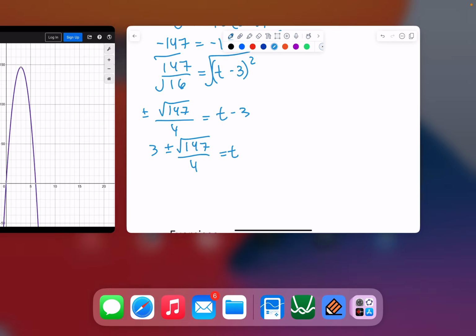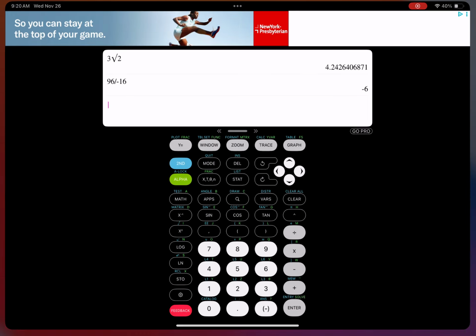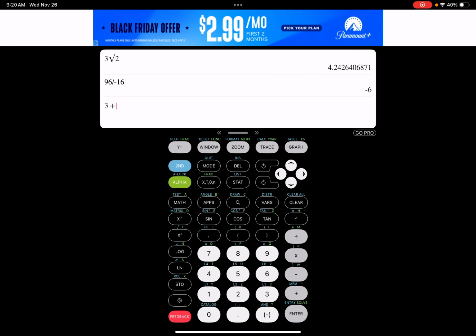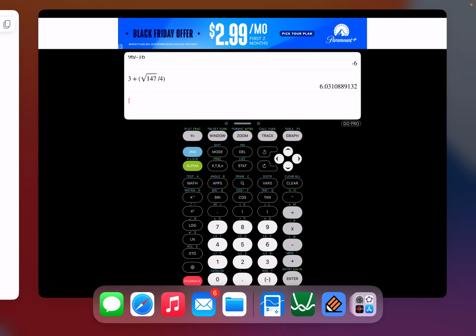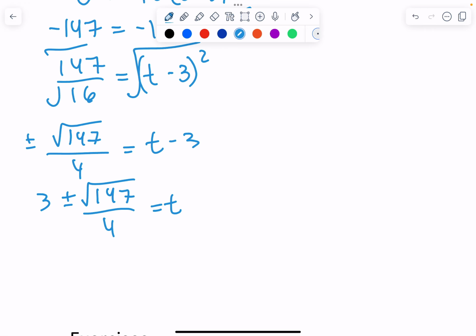So go to your calculator. It was 3 plus square root 147 divided by 4. So that's 6 point, you know what, Rich, let's just round to a nice whole number. No, let's be extra. 6.031. So t is approximately 6.031.